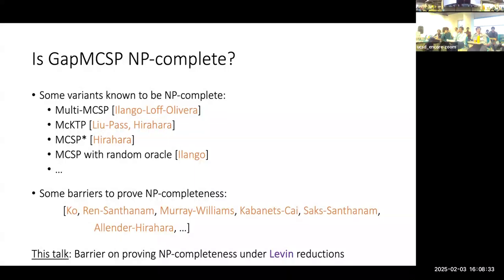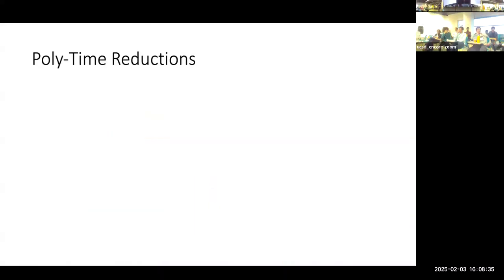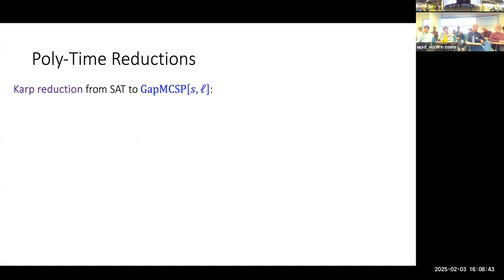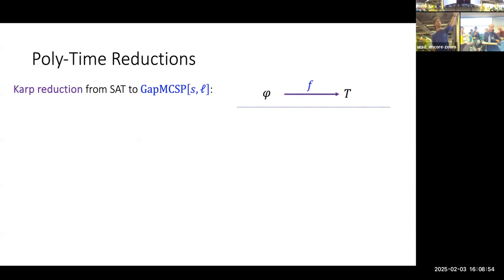Okay, so the usual way we define NP-completeness is with respect to polytime reductions, or many-to-one reductions, or Karp reductions. So if you want to prove that GapMCSP is NP-complete, we need to show a Karp reduction from SAT to GapMCSP. And a Karp reduction is an efficiently computable function that takes an input for SAT, a SAT formula, and outputs an input for GapMCSP, a truth table of a function.